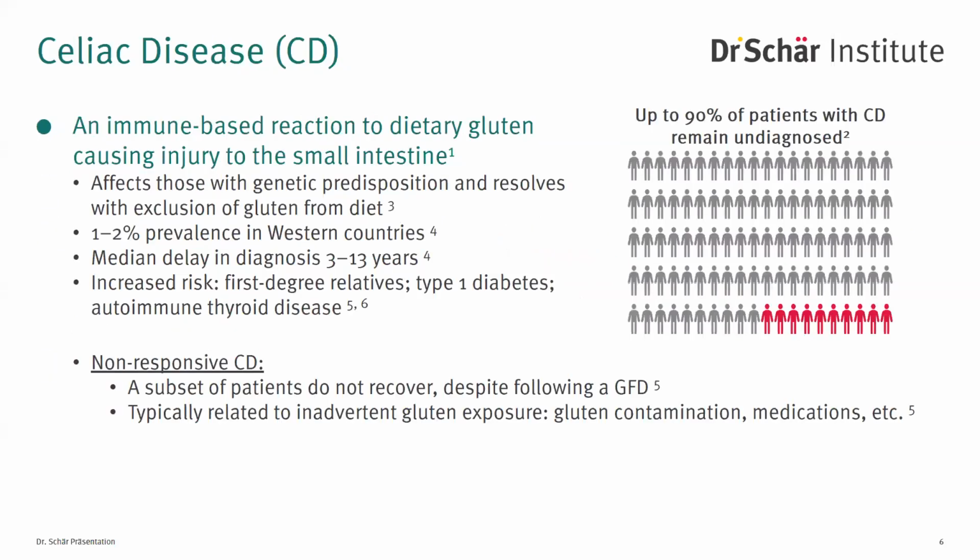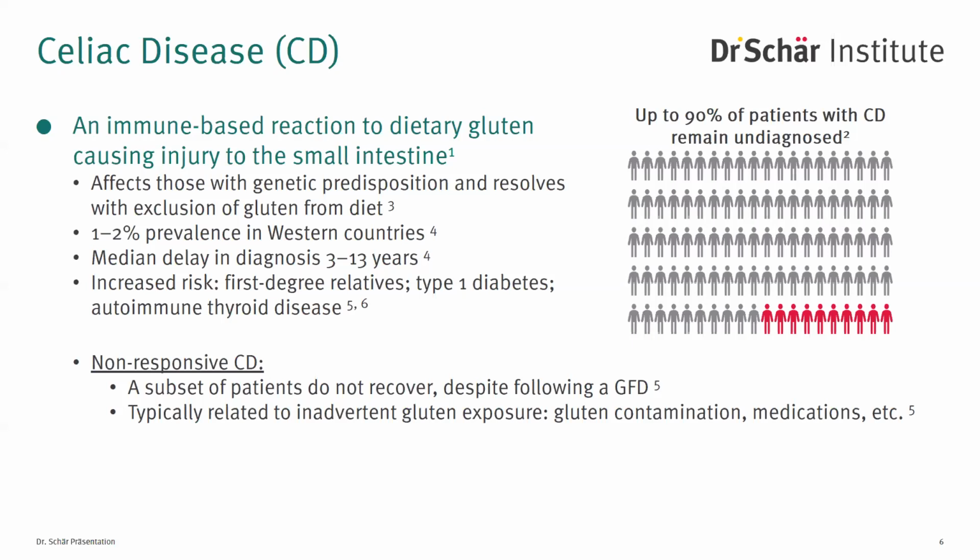To get started, let's briefly discuss some of the basics of celiac disease, though I'm sure a lot of you are fully aware about this. Celiac disease is an immune-based reaction to dietary gluten causing injury to the small intestine. It affects those with genetic predisposition and resolves with exclusion of gluten from the diet. The prevalence of celiac disease is 1 to 2% in Western countries, but the diverse clinical picture of the disease makes diagnosis challenging for physicians, and it can take anywhere from a few months to several years to diagnose.